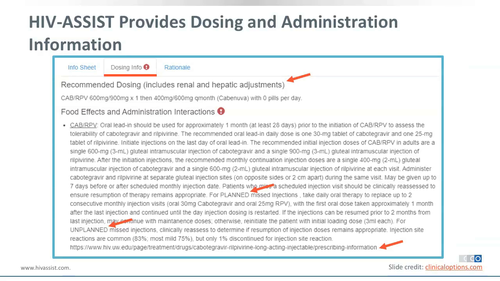Additional information that's summarized on the HIV-ASSIST tool includes information about side effects. And one of the things to just note about this particular regimen is that injection site reactions have been extremely common in more than 80% of individuals. But in most instances, this is relatively mild, and it does seem to abate over time, particularly once you get to the maintenance phase with lower doses. In the clinical trials, only 1% of individuals discontinued therapy because of the injection site reactions.